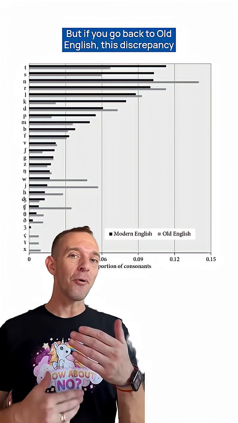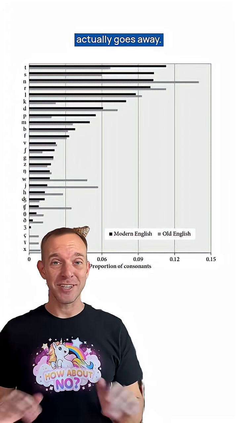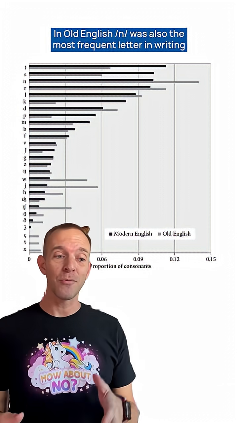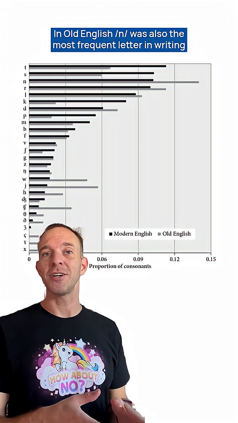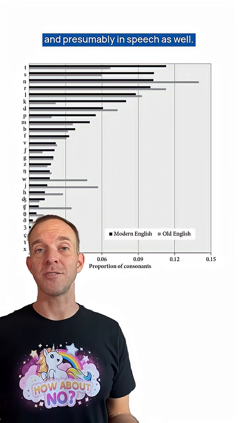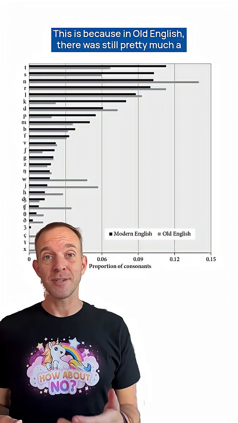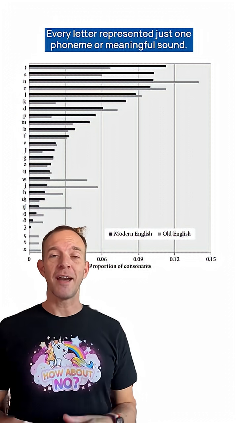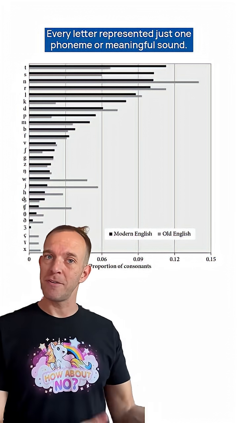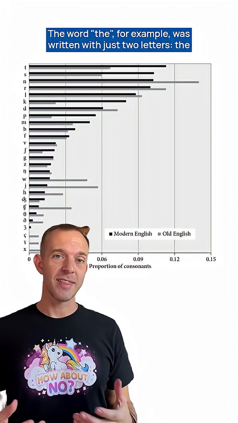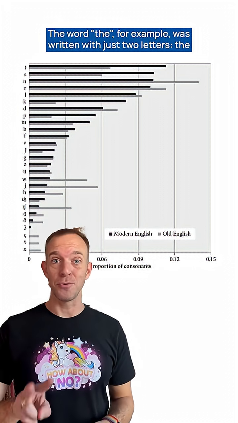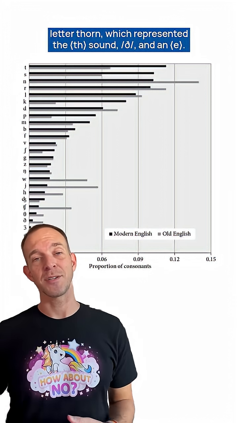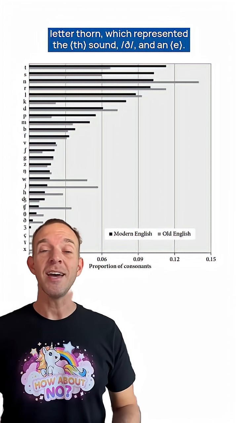But if you go back to Old English, this discrepancy actually goes away. In Old English, N was also the most frequent letter in writing, and presumably in speech as well. This is because in Old English, there is still pretty much a 1-to-1 correspondence between letters and sounds. Every letter represented just one phoneme, or meaningful sound. The word "the", for example, was written with just 2 letters: the letter thorn, which represented the TH sound, eth, and an E.